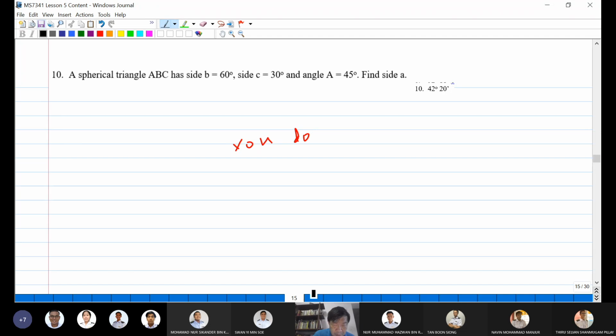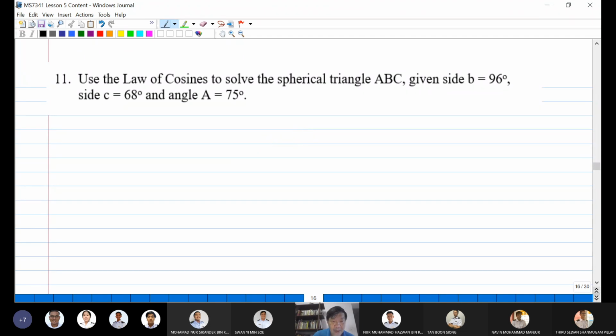Okay, now we move on to question 11. This time it is the law of cosine. So read the question first. The law of cosine will be harder in some sense, because the formula is harder. Maybe it's harder.